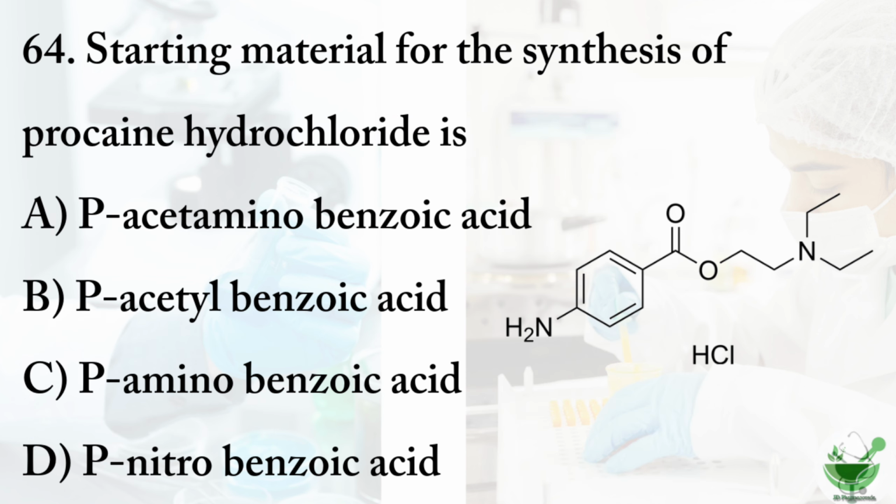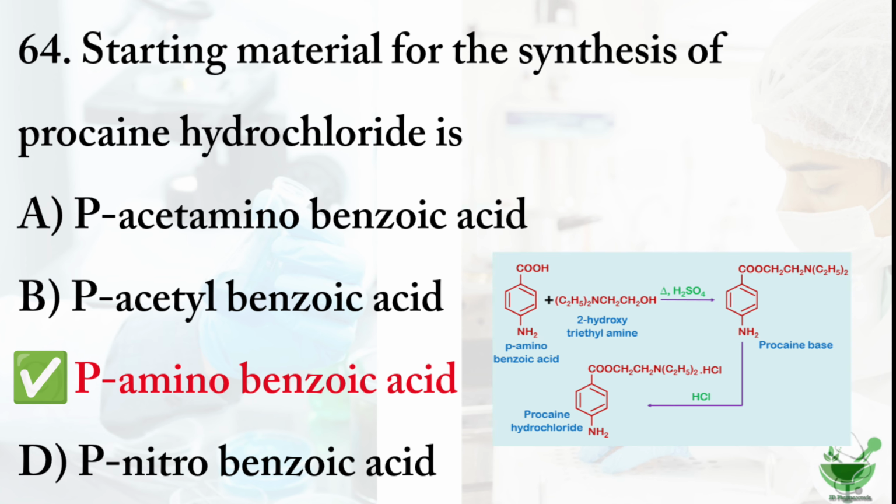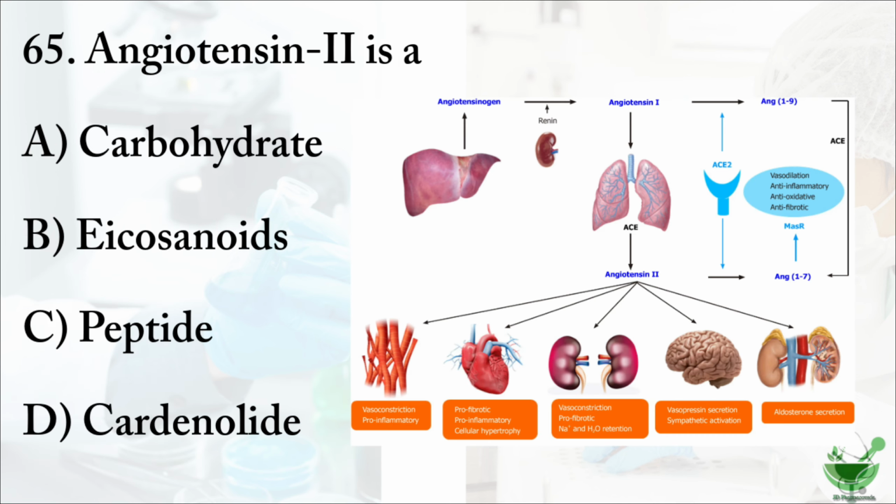Then question number 64. The starting material for the synthesis of procaine hydrochloride is. The options are option A, para-acetaminophen benzoic acid, option B, para-acetyl benzoic acid, option C, para-aminobenzoic acid, option D, para-nitrobenzoic acid. The correct option is option C, para-aminobenzoic acid.